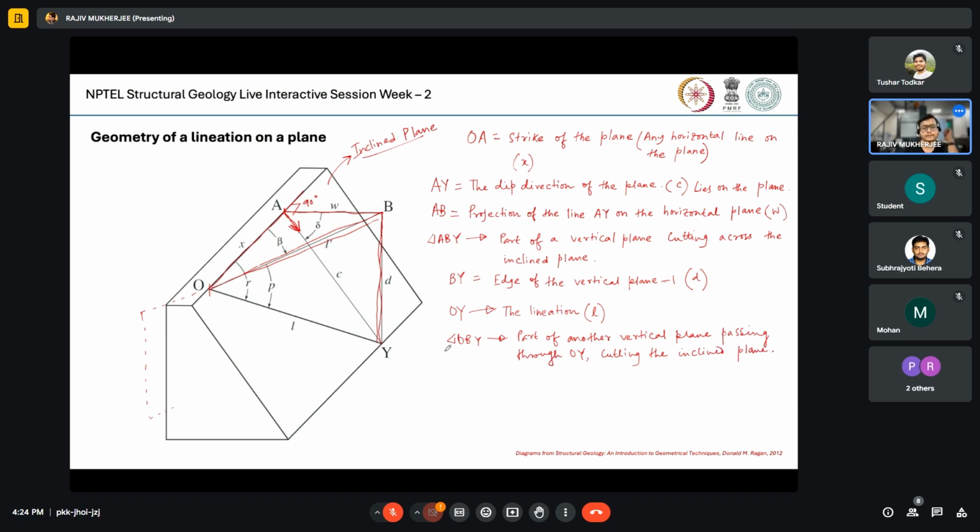Okay, and OB, as you can see, OY is lying on the inclined plane. So this line lies on the plane, and the line OB is basically a horizontal projection of the line OY.